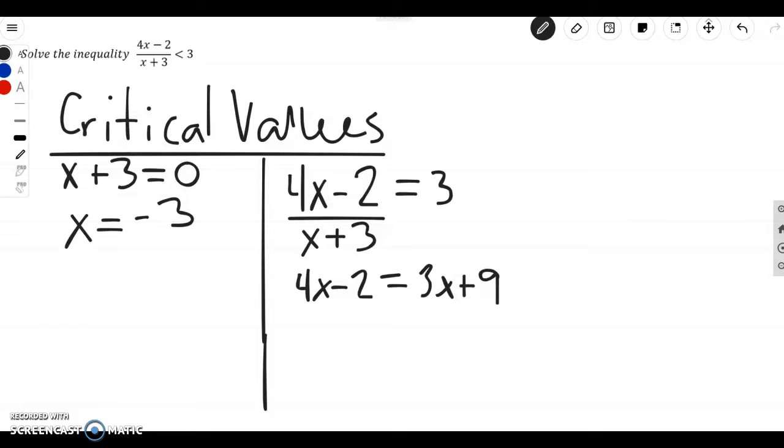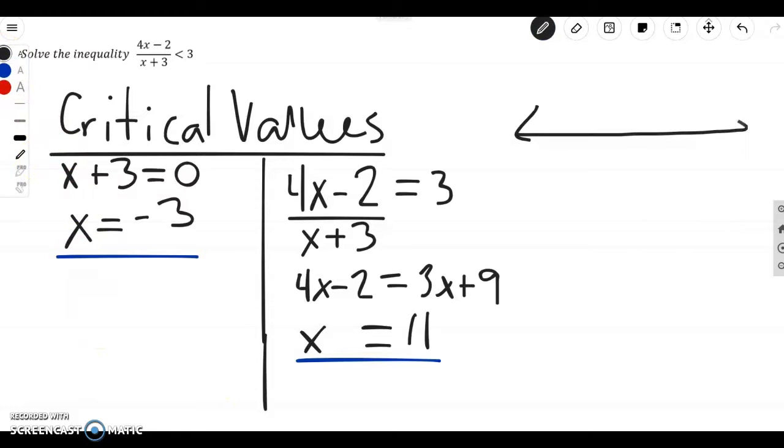And then we're going to balance the equation. We'll subtract 3x from both sides, and that will leave an x over here. We will also add 2 to both sides. So if I add 2 here, it'll cancel that out. Add 2 here, we get 11. So on this particular problem, I ended up with a critical value of negative 3 and a critical value of 11. From here, we do what we've done before, go to our number line.